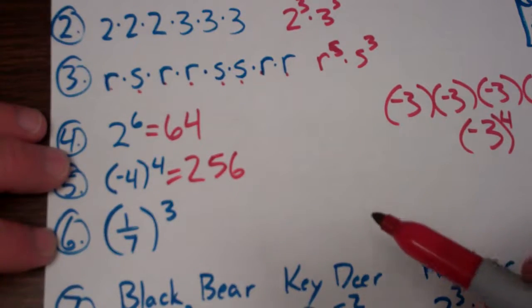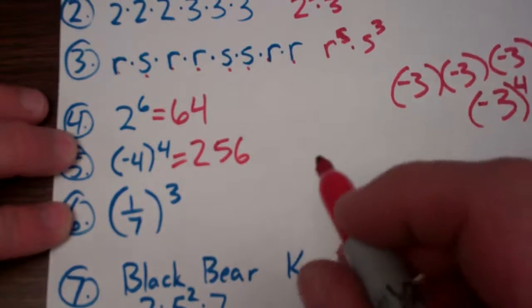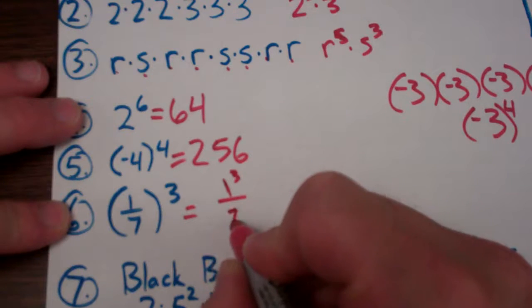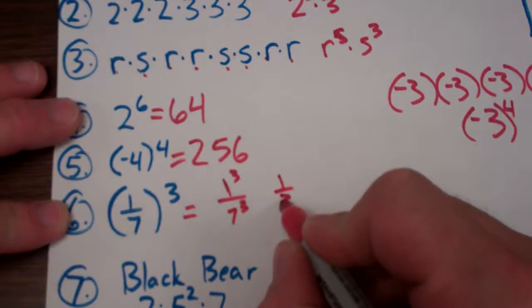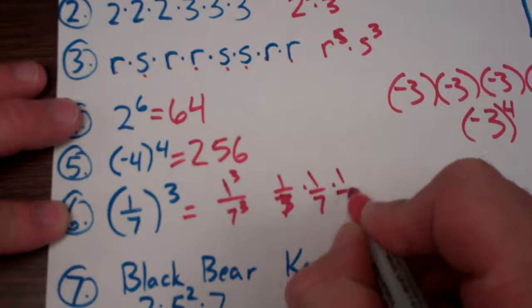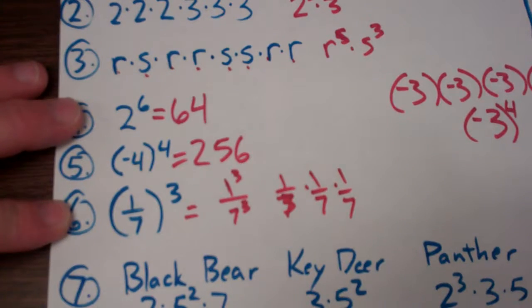Now I go on to number 6, which is (1/3) to the 7th power. You can take that as 1 to the 7th over 3 to the 7th, or you could take it as 1/3 times 1/3 times 1/3. And so if you did that, you would get 1 over 27.